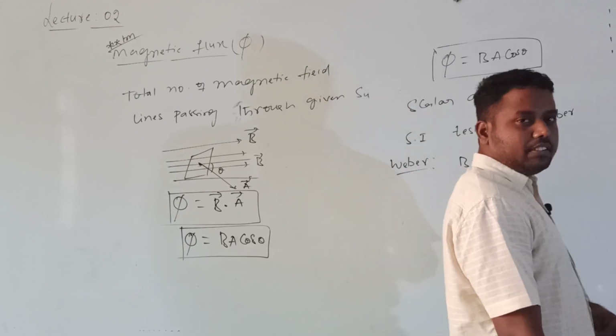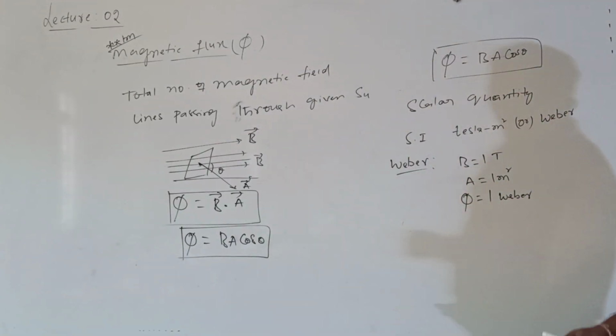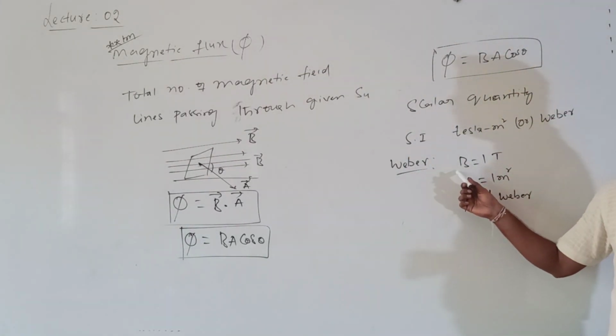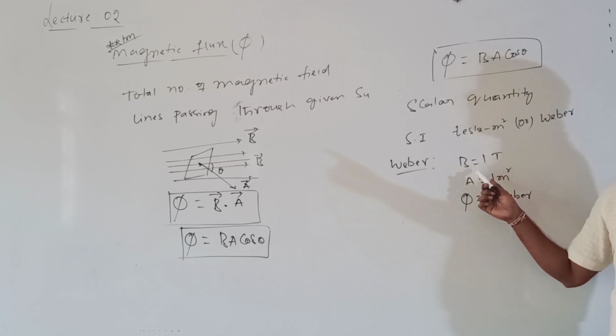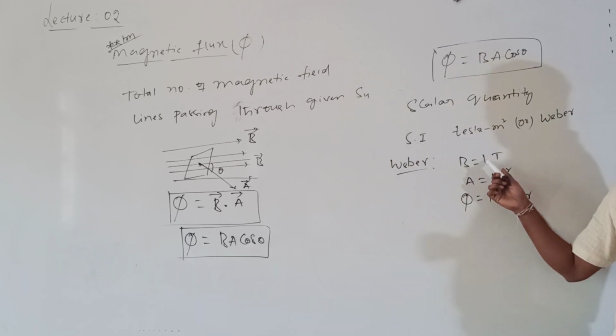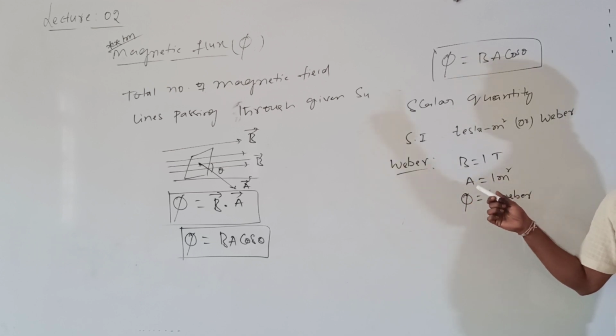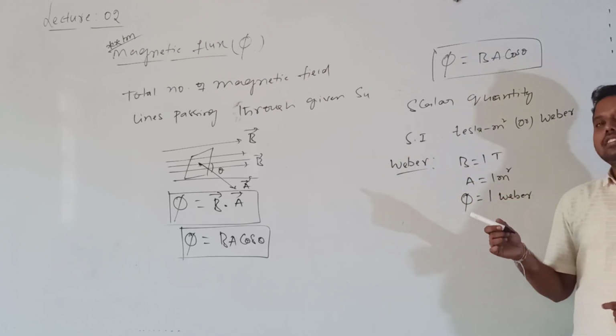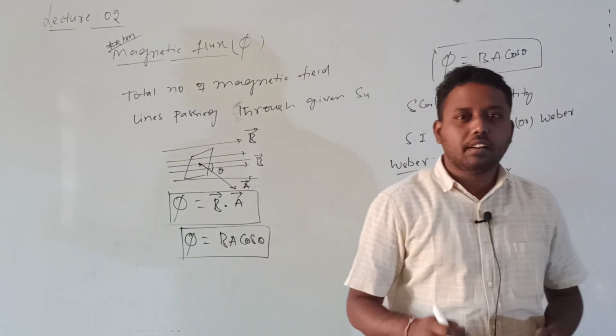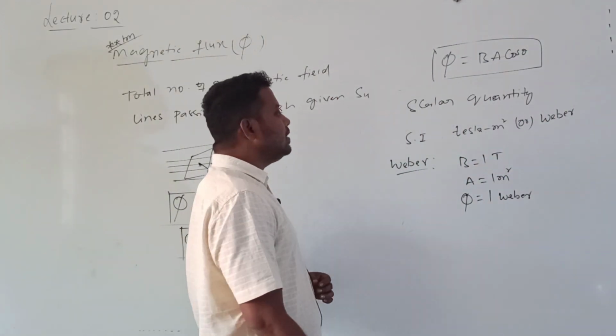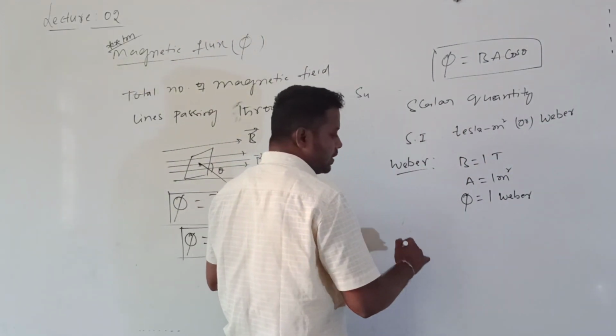When is magnetic flux said to be 1 Weber? If 1 Tesla magnetic field induction lines are passing through an area of 1 meter square, then the flux is said to be 1 Weber. Understood? That is the SI unit of magnetic flux.